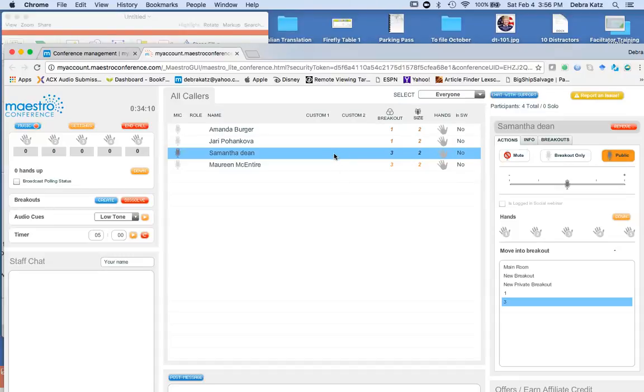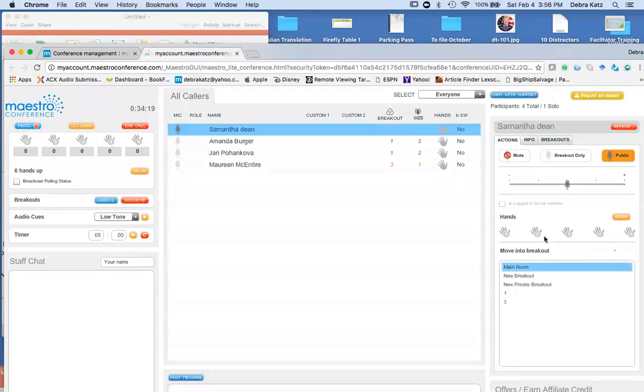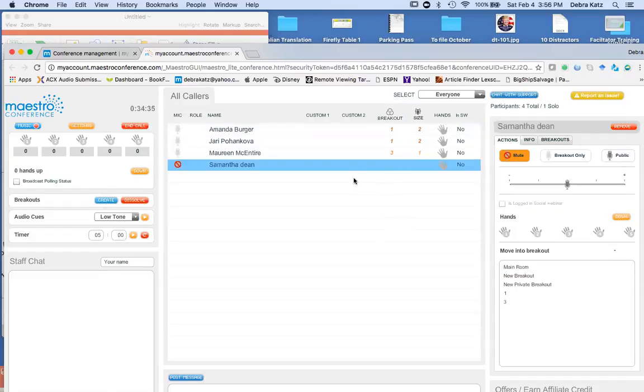Or no, I'll put myself in the main room. So Samantha Dean, I'd click main room. I'm going to just go hang out in the main room by myself, but I had to select main room. So I click on myself, I select main room, and look, there's no numbers next to my name because there's no breakout room. I'm in the main room, and I'm going to put myself on mute so I don't bother anyone. And it just kind of takes me down here. So now I'm just hanging out in the main room.